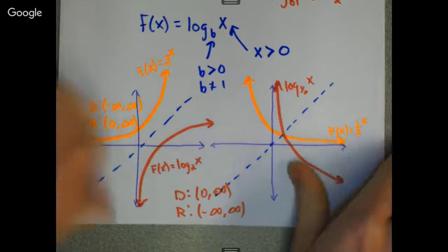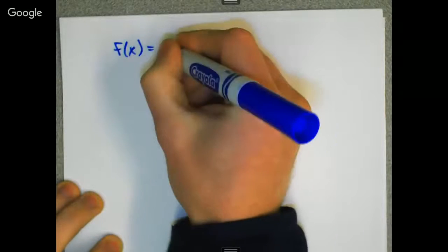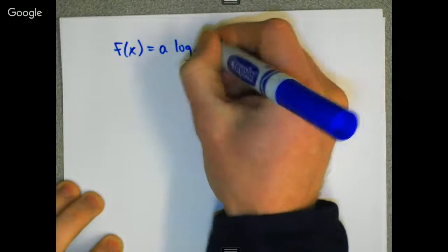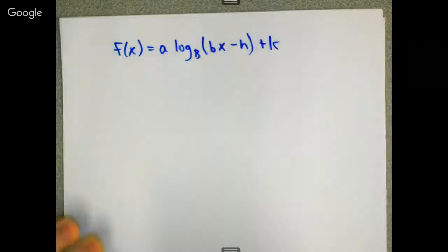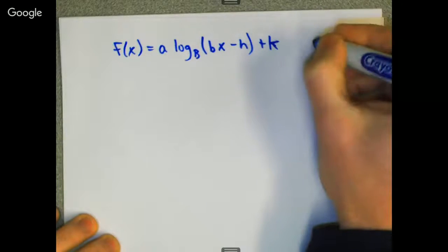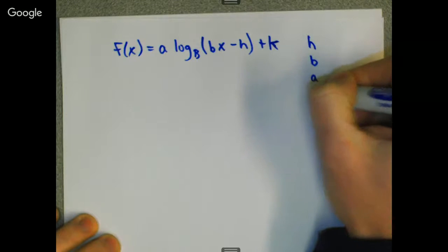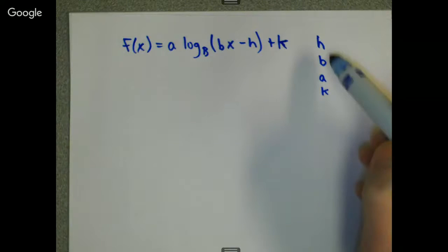We can still move these up, down, left, right. So let's say f of x equals a log base b of (bx minus h) plus k. So there's our parent function, and the order is h b a k. Holler back. That's how we'll remember that. So that's the order we go in.